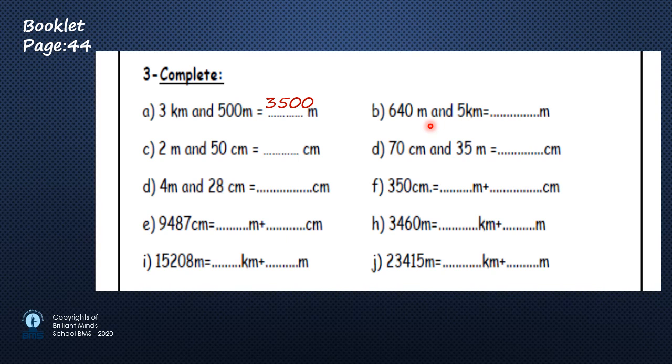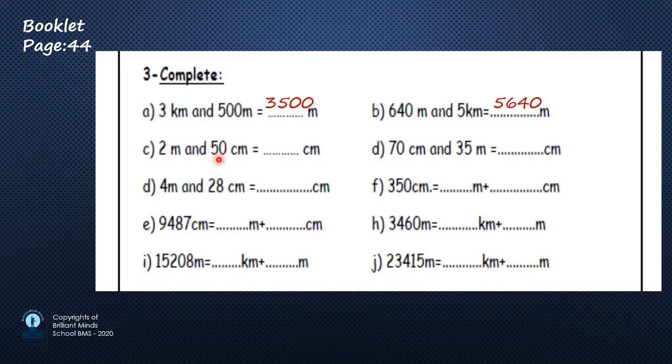Now, number B, 640 meters and 5 kilometers. We said meter is the old house, kilometer is the new house. So unit, tens, hundred with meter, 1,000 and 10,000 with kilometer. But we just have 1,000 here, so it will be 5,640. Or you can convert 5 kilometers to 5,000 meters and add it to 640. It will be the same answer, 5,640.